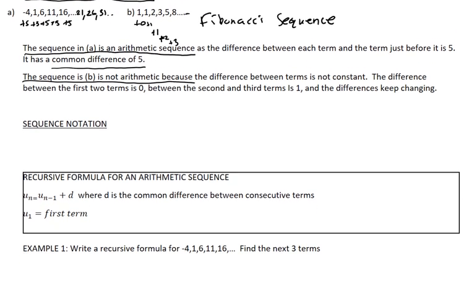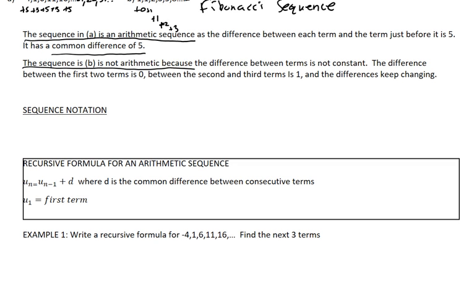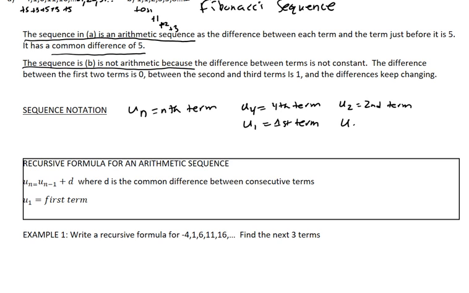All right, sequence notation. We usually use U, so U sub n would be the nth term. In other words, U sub 4 is the 4th term. U sub 2 is the 2nd term. And then two important ones: U sub 1, of course, is the 1st term. We're going to need that. And sometimes we use U sub 0 as the 0 term.